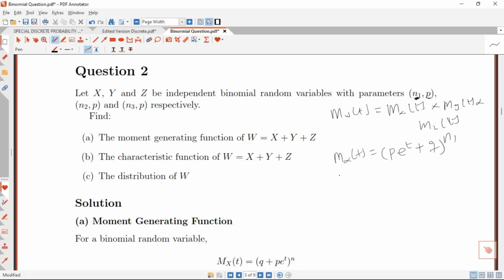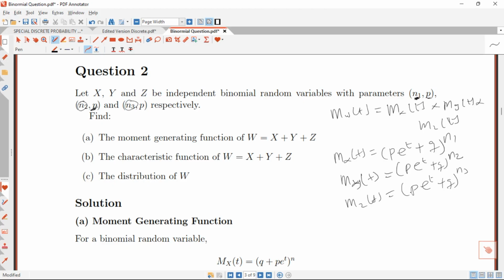Okay, and the moment generating function for y will be (p e raised to the power t plus q) all raised to the power n2. Here we have our p, which did not change, and here we have n2. That's the reason why we have n2. And the moment generating function for z will be (p e raised to the power t plus q) all raised to the power what? n3, because of this.